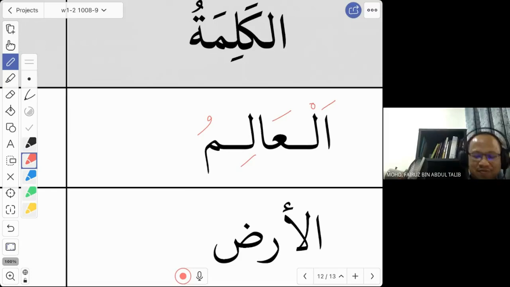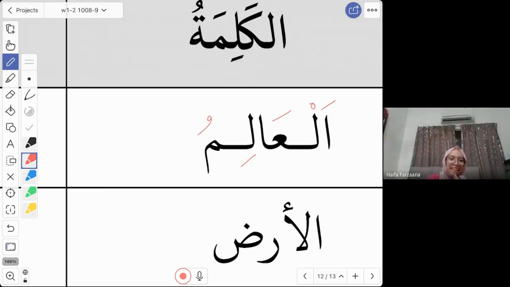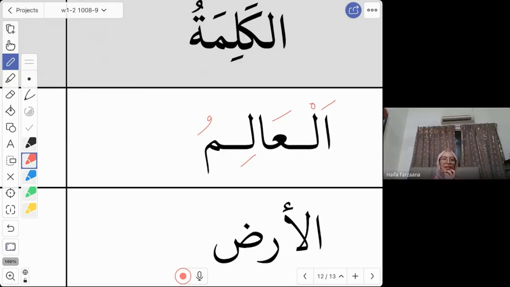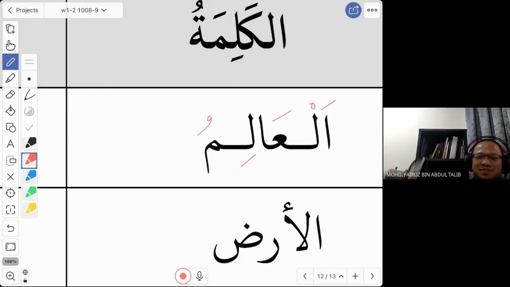Okay, Haifa, what do you understand by this word? In Malay, what do you understand when people say alim? Yes, orang alim. Someone who is very pious, someone religious. Okay, someone who is pious, someone who is religious. That is your understanding of the word alim.